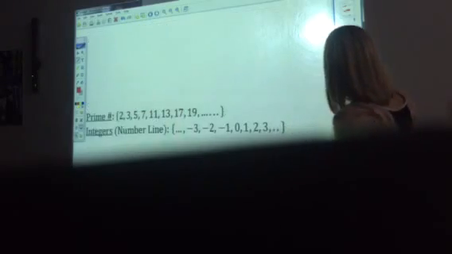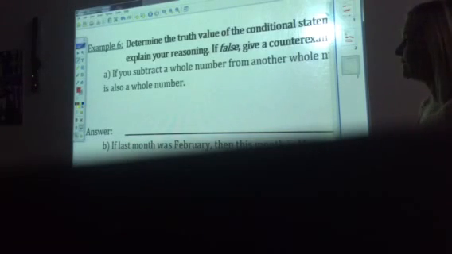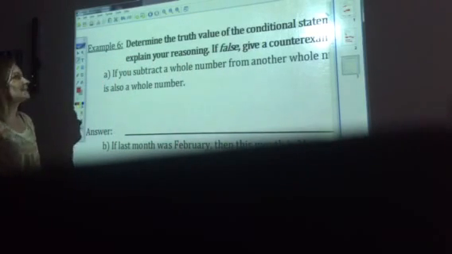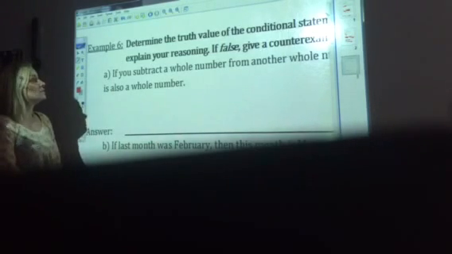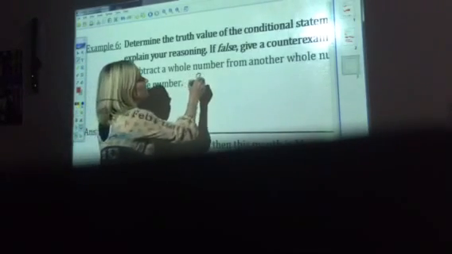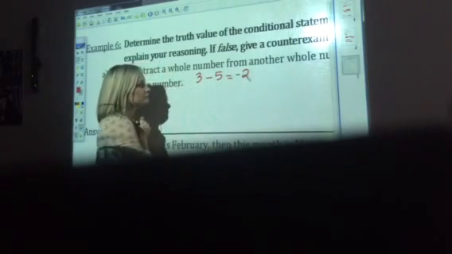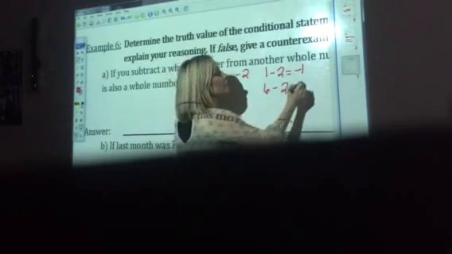Okay? Last thing, it says, determine the truth value for the conditional statement. If false, give a counterexample. So A says, if you subtract a whole number from another whole number, the result is also a whole number. Whole numbers are anything after 0: 0, 1, 2, anything that you can count. So let me take 3 and subtract 5. If I take 3 and I subtract 5, that's going to give me -2. If I take 1 and I subtract 2, that's going to give me -1. If I subtract 6 from 2, that's going to give me 4, okay?